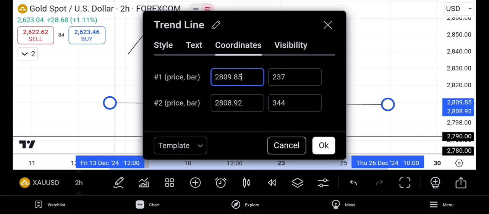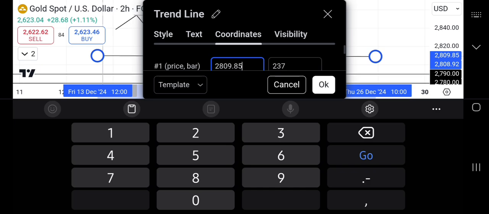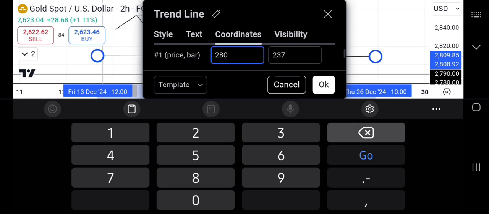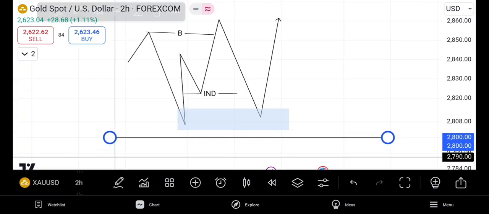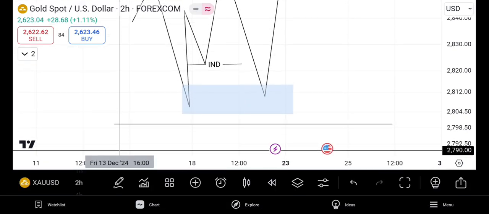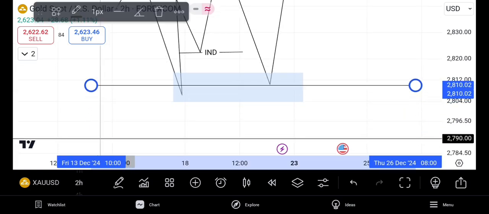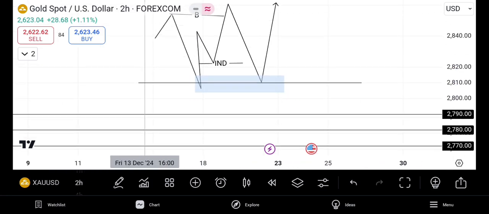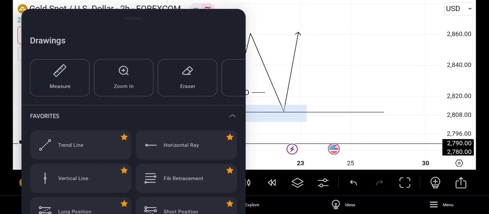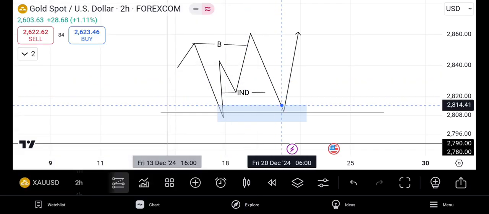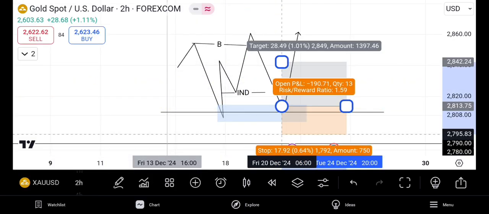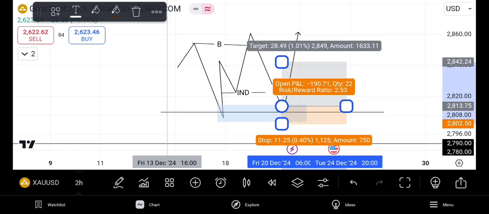okay, let's see. Hmm, let's see now. 0.00, 0.00. Okay, so if this now is a psychological level and it is aligning here, we see it as an added confluence to do what? Long, to go for a buy. See it as an added confluence to go for a buy.